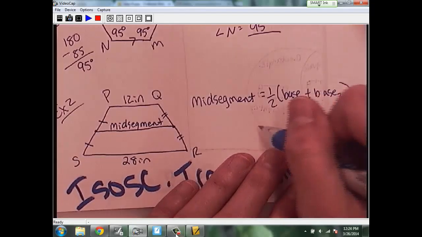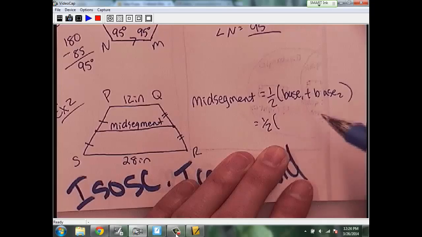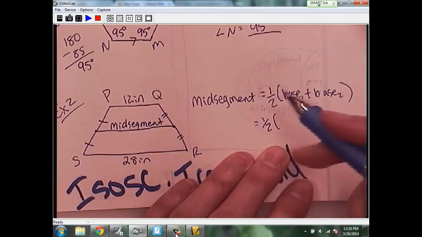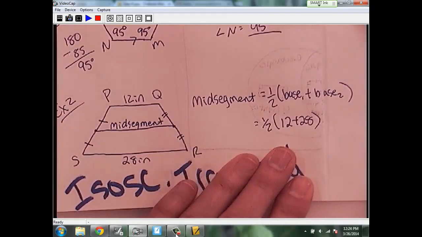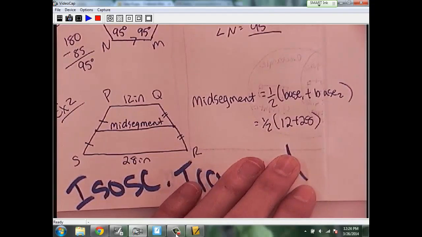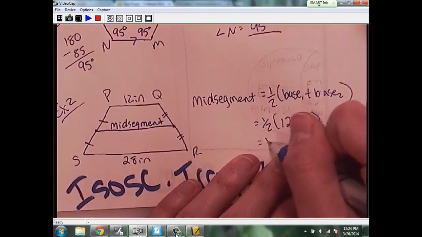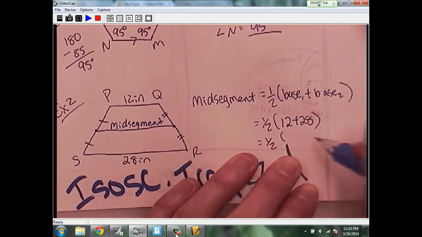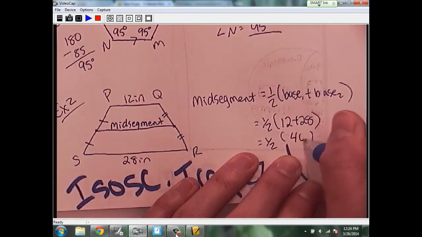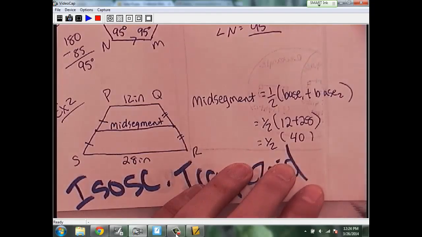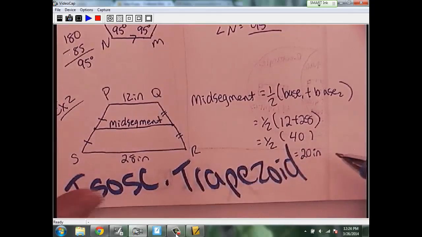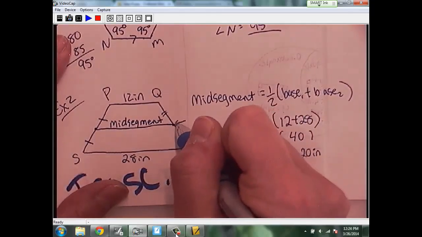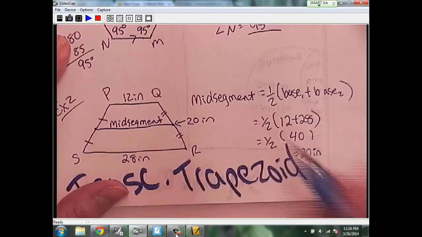So we plug it in our formula. Half of one of the bases is 12, the other base is 28. Please excuse my dear Aunt Sally. P stands for parentheses. We need to work inside of parentheses first. 12 plus 28 is 40. And then half of 40 is 20. And this is in inches because we were talking about inches. So this segment in here is 20 inches.